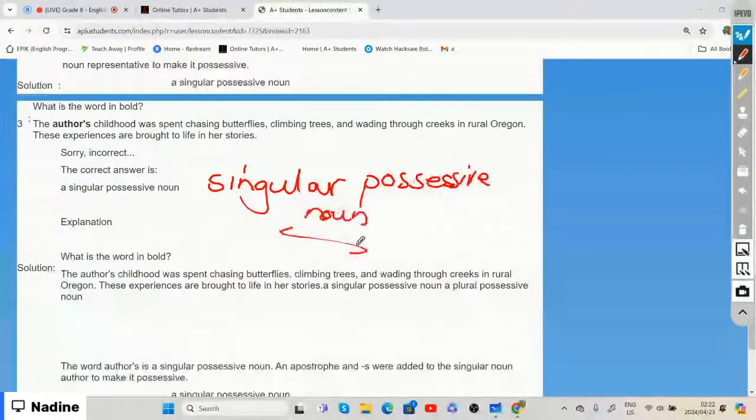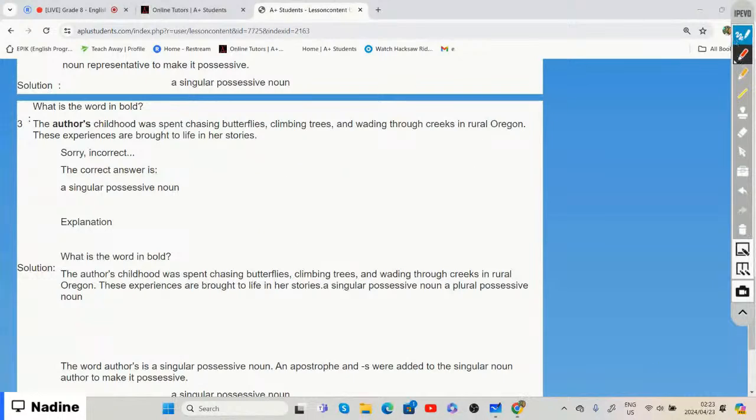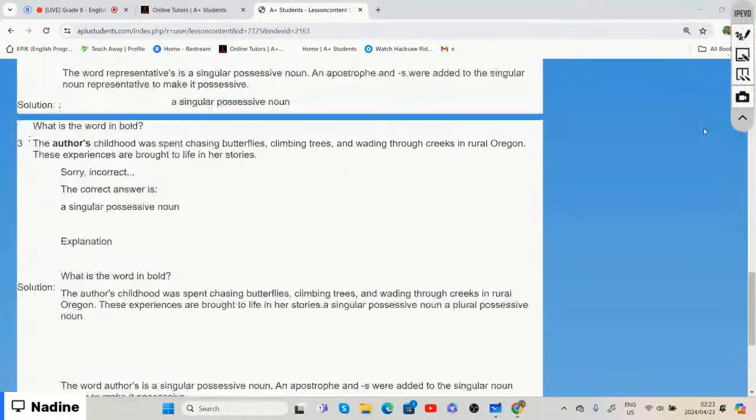A singular possessive noun, right? The author's, it belongs to the author. The author, sorry. It is the author's. That is what it means. So it is a singular possessive noun.